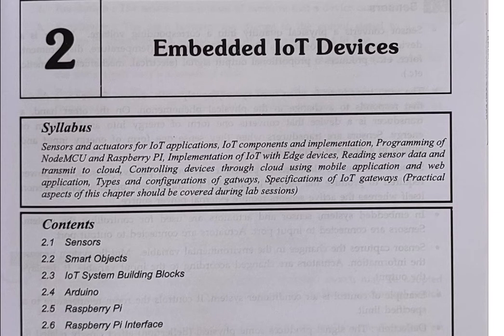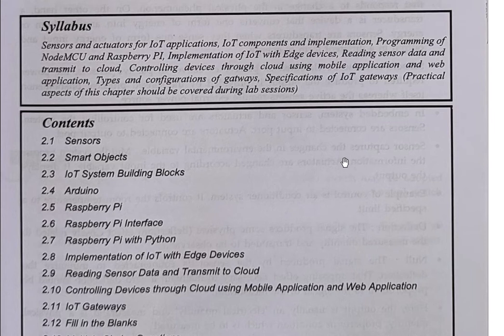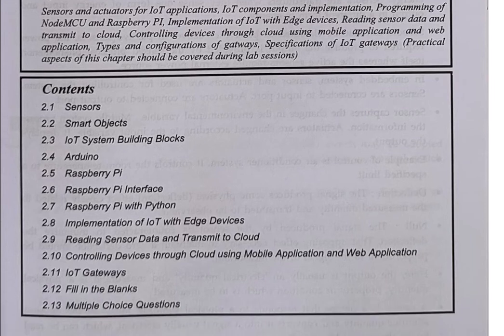In this lecture, the content of this chapter is, first, the sensors. In this section we will see the types of sensors, what kind of sensors there are in IoT. Then we have smart objects, then IoT system building blocks, what the building blocks for an IoT system are. Then we study the most important topic of IoT, the Arduino and Raspberry Pi. Arduino is a very important point. Then we study the Raspberry Pi interface, Raspberry Pi with Python.